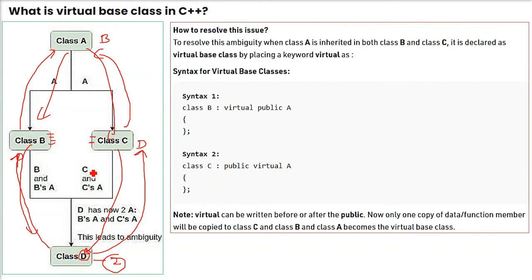So how are we going to resolve this issue? In order to resolve this kind of ambiguity, we put a virtual keyword in front of A whenever it is being derived. That is, when we are deriving class B from class A, class B will be virtual public A. Class C will do the same thing. Virtual can be written before or after public. Now only one copy of the data and function members will be copied to class C and class B, and class A becomes the virtual base class. So class A is a virtual base class, and only one instance will be copied.